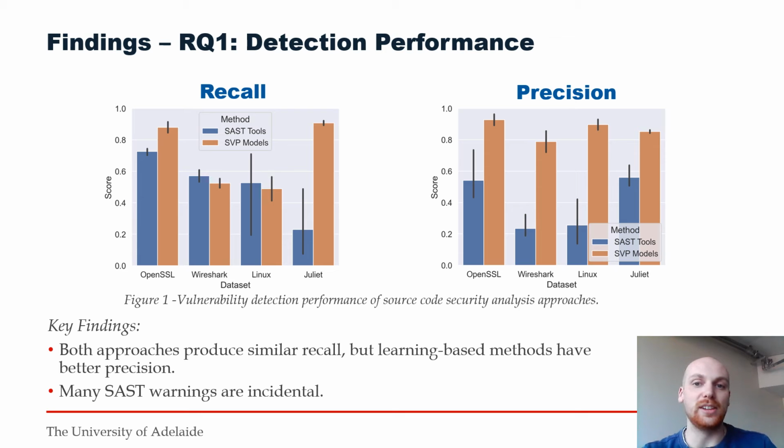When we actually manually inspected a sample of warnings from the SAS tools, we found the majority to be incidental. The warning messages were unrelated to the actual vulnerabilities. However, the SVP models we implemented operated as a black box, so we couldn't actually interpret the reasoning behind their outputs at all. They may also be incidental.